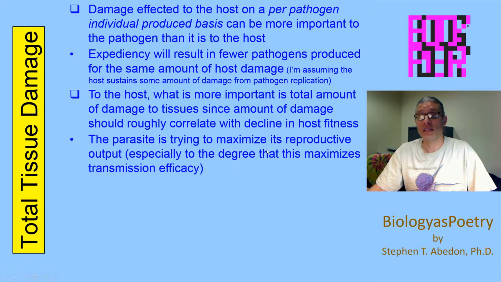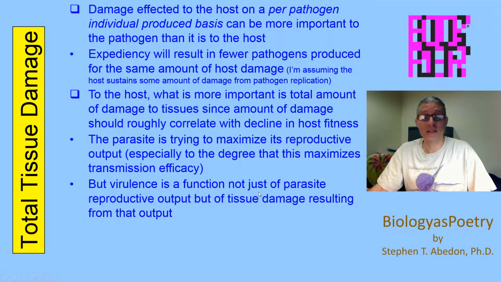The parasite is trying to maximize its reproductive output, and this is especially so to the extent that it maximizes its transmission effectiveness. Although there can be a maximization of parasite reproductive output that does not result in a maximization of transmission efficacy. It is the trade-off between those two things, attempting to maximize reproductive output and attempting to maximize transmission effectiveness, that can lead to what I've been describing as the parasite's dilemma.